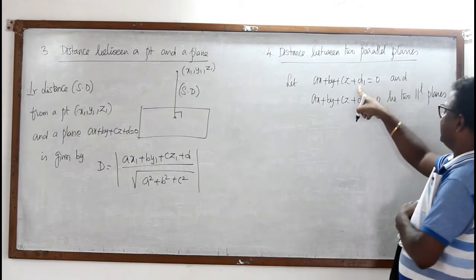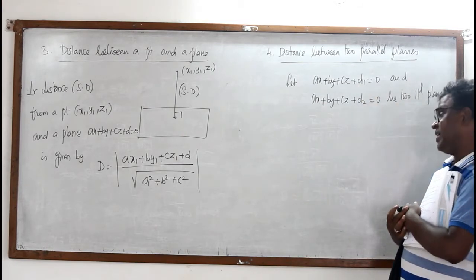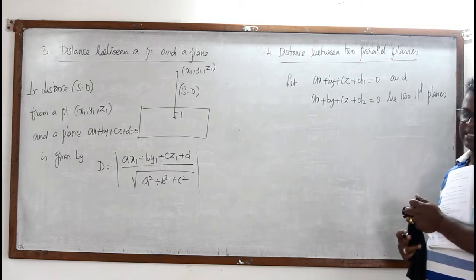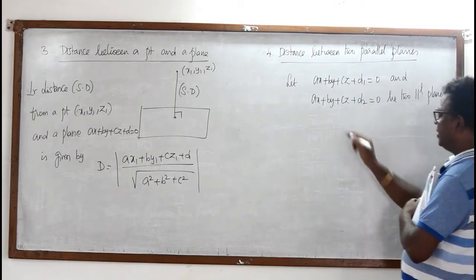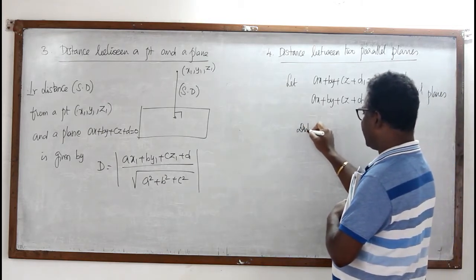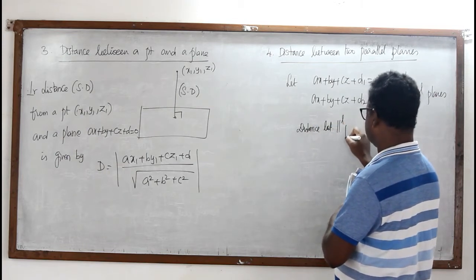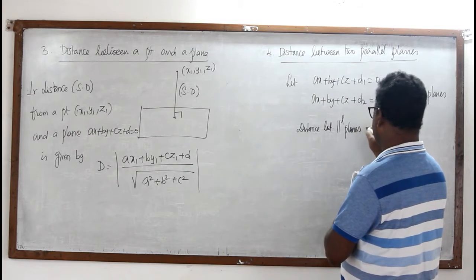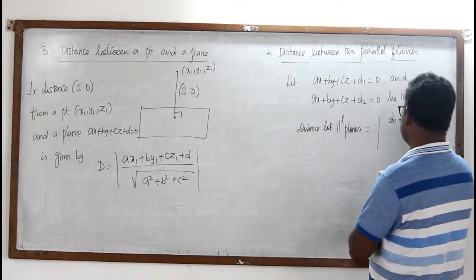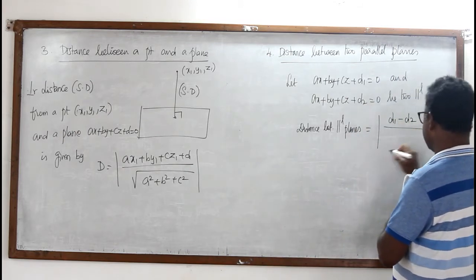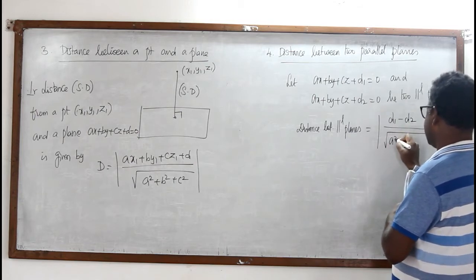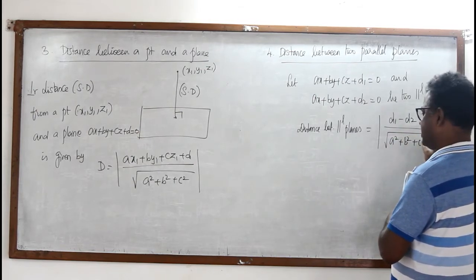Listen here, they differ only by a constant. If they differ only by a constant, then the planes are said to be parallel. Then the distance between parallel planes is given by modulus of d1 minus d2 by root of a square plus b square plus c square.